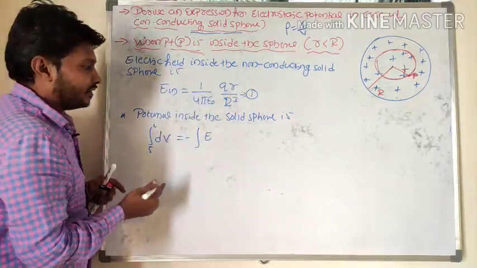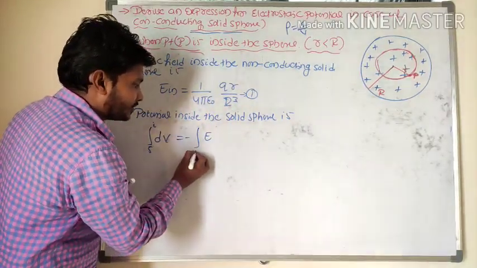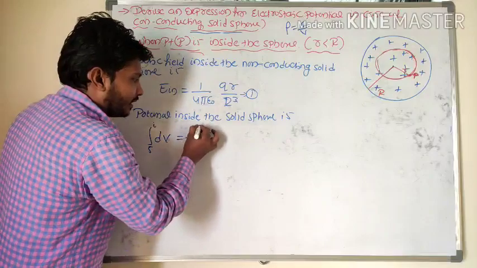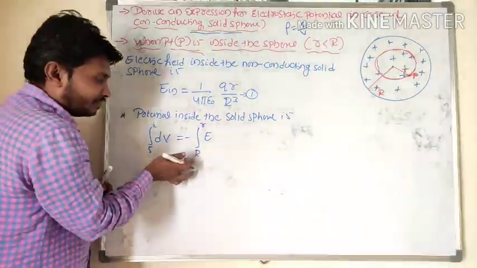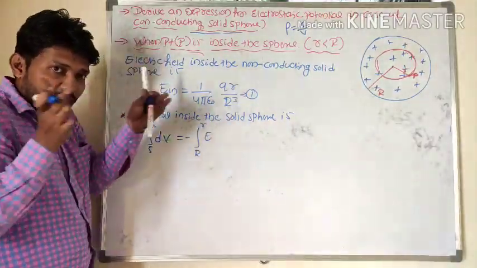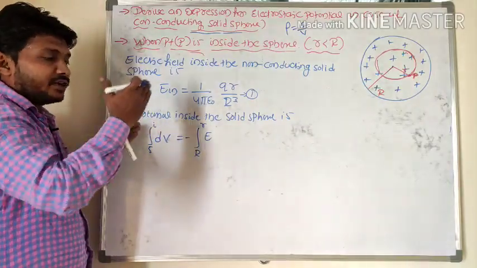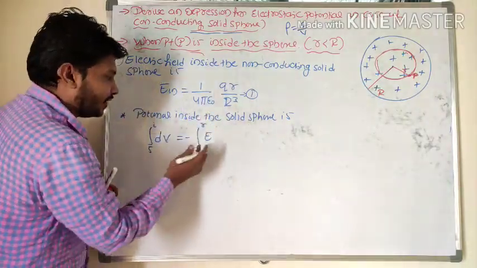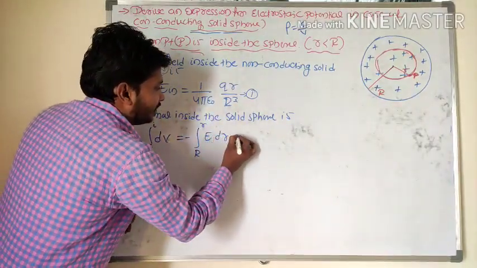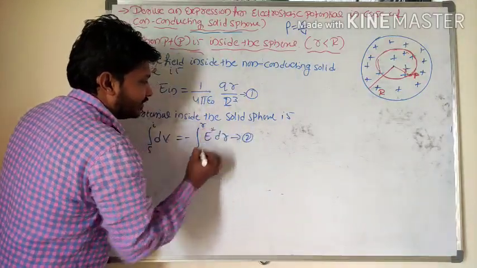So integration I will apply. Integration from where to where? From capital R to small r here, from the surface to the inside, between the limits. From the surface to the inside, what will be the potential value? E into dr. Let me take this as equation 2.